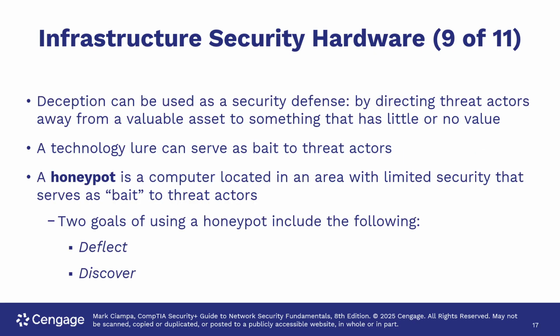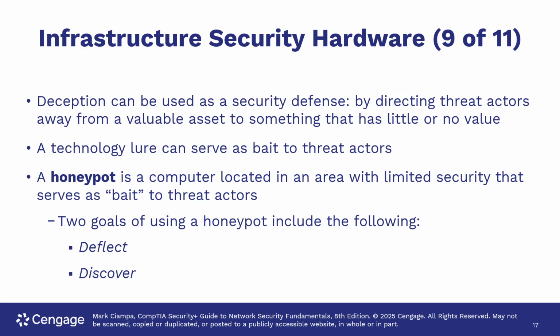Okay, so deception can also be used as a security defense by directing threat actors away from valuable assets to something that has little or no value. Basically, the technology lure can serve as bait to threat actors. This is called a honeypot, just like bees that go into honey. It's a computer located in an area with limited security that serves as actual bait for threat actors. Now again, two goals of using the honeypot include deflecting and then discovering what exactly it is that they're doing.